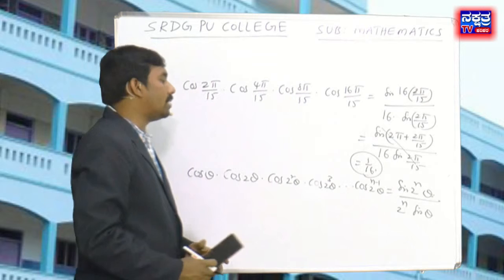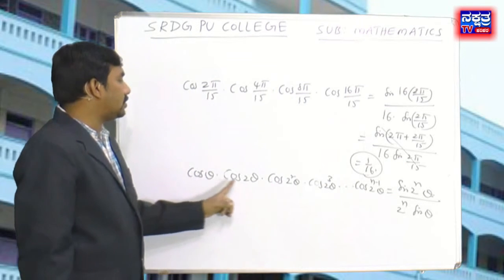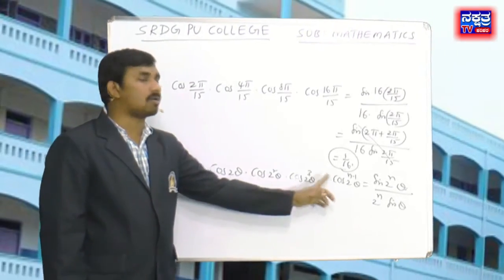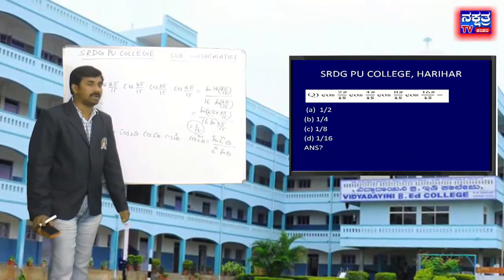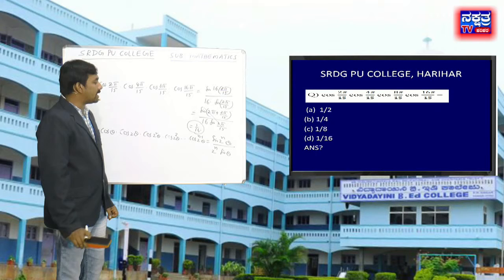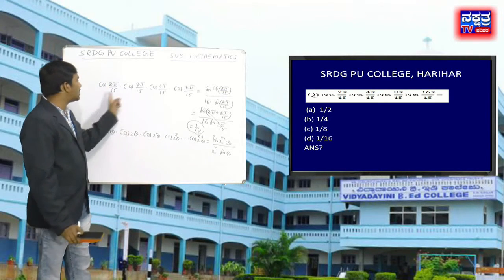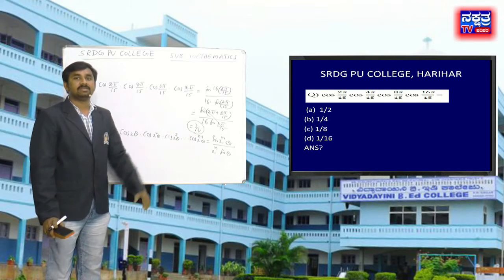The main formula is cos theta into cos 2 theta into cos 2 square theta into cos 2 cube theta into so on cos 2 power n minus 1 theta equal to sin 2 power n theta by 2 power n sin theta. Hence, the answer is 1 by 16.